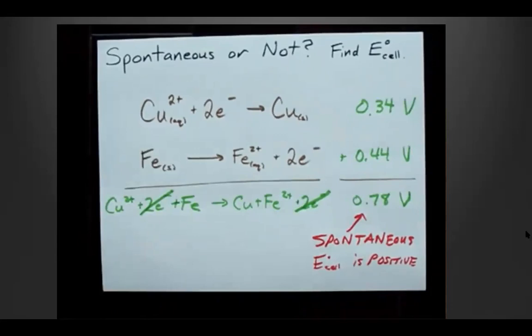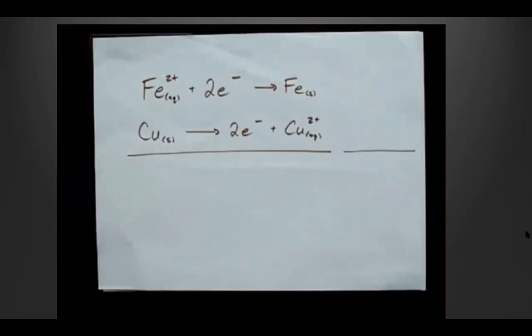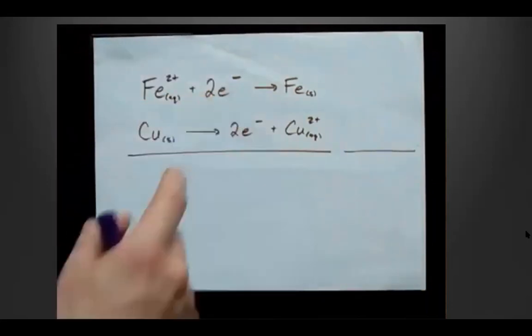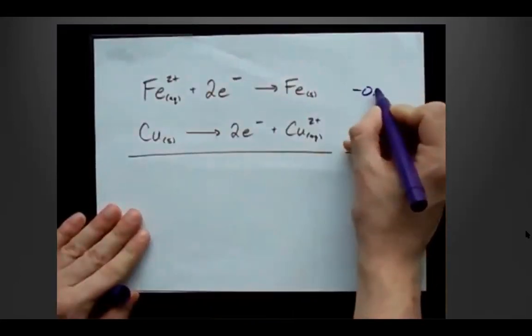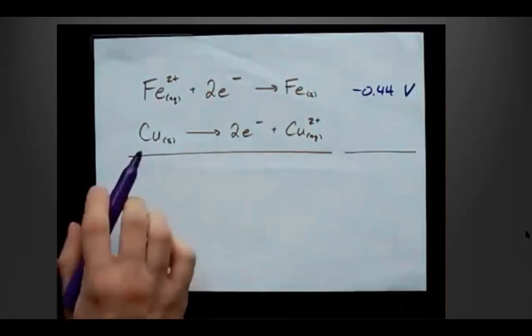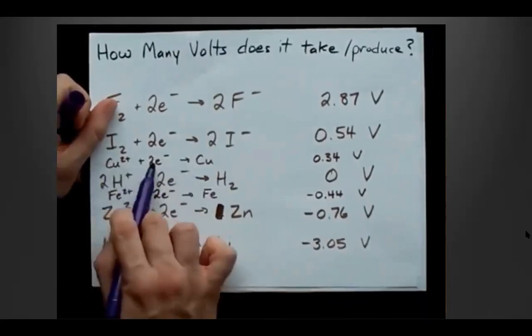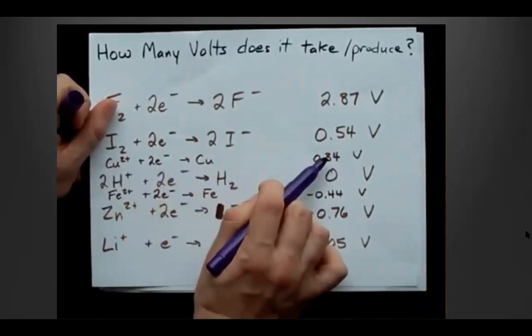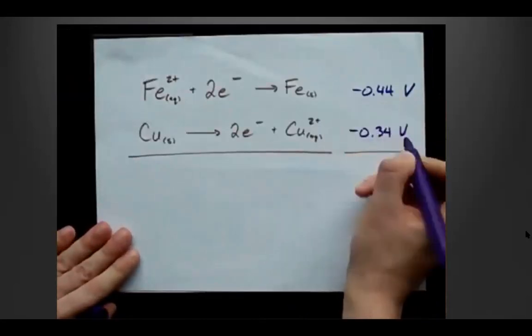What I want to show you is, what if I guessed that it had happened the opposite way? Instead of copper 2+ and iron, we started with iron 2+ and copper. Well, we look up each half reaction in the table of reduction potentials. Iron 2+ and 2 electrons combine to make iron. That's negative 0.44 volts. And I have copper becoming copper 2+ and giving off 2 electrons. I have the opposite reaction here, so I have to flip the sign of my potential. This is actually negative 0.34 volts.